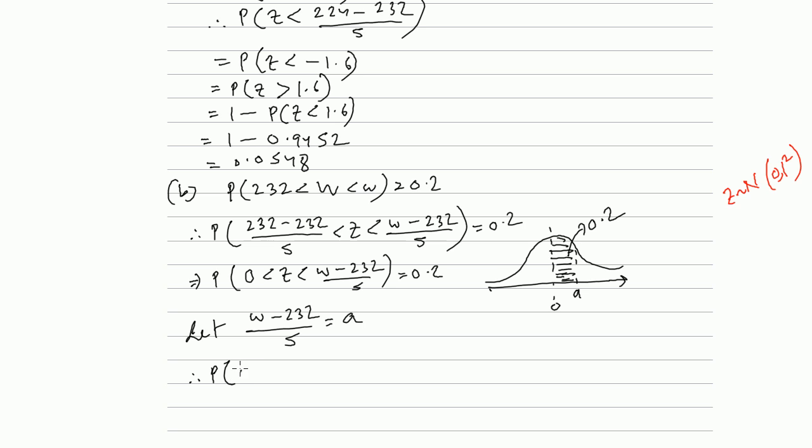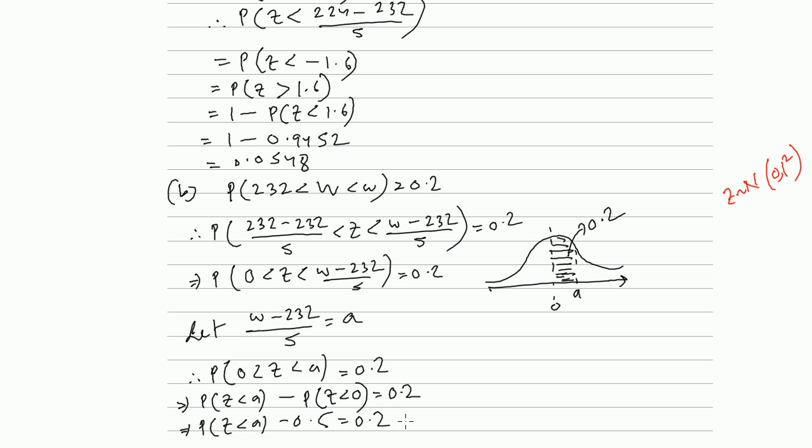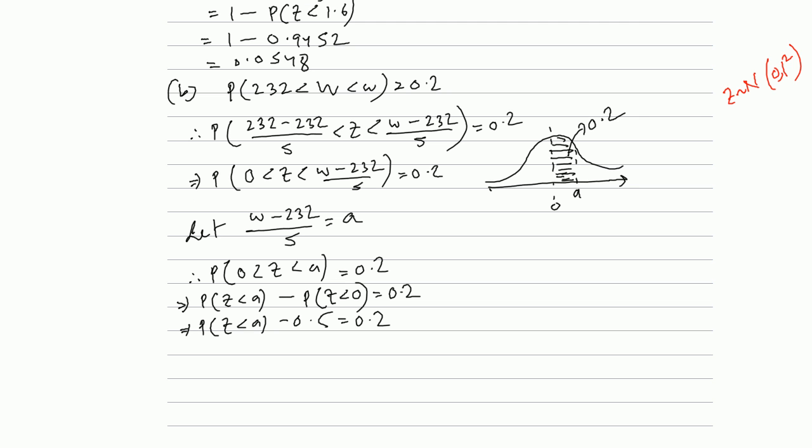So we can write between 0 to A equals 0.2, and this becomes probability of Z is less than A minus the previous one, probability of Z is less than 0 equals 0.2. So probability of Z is less than 0 is going to be 0.5. So we get probability of Z is less than A equals 0.5 plus 0.2 is 0.7.